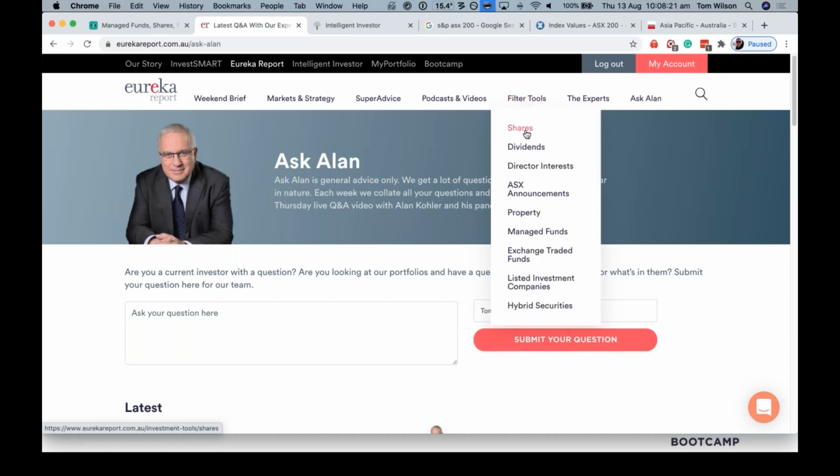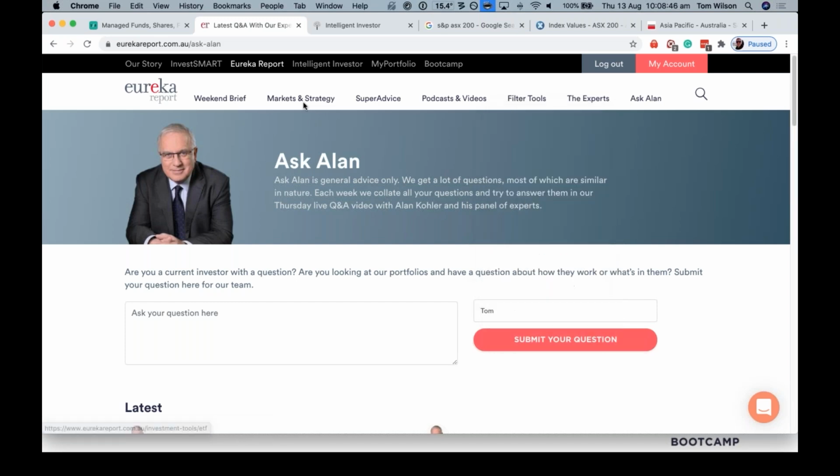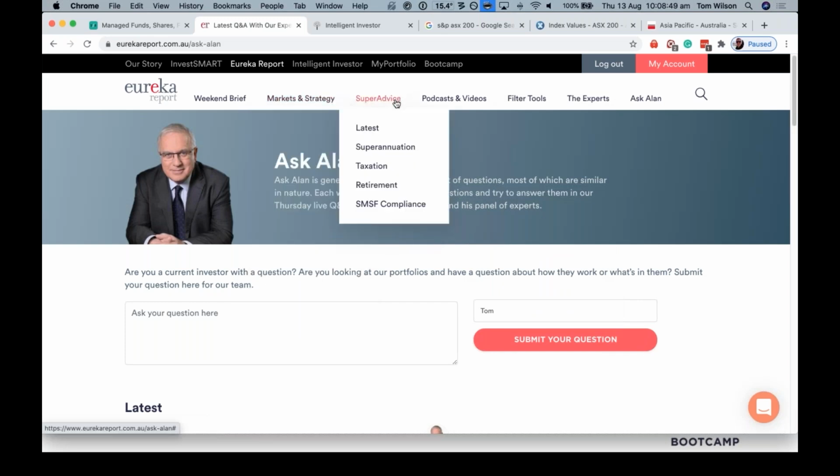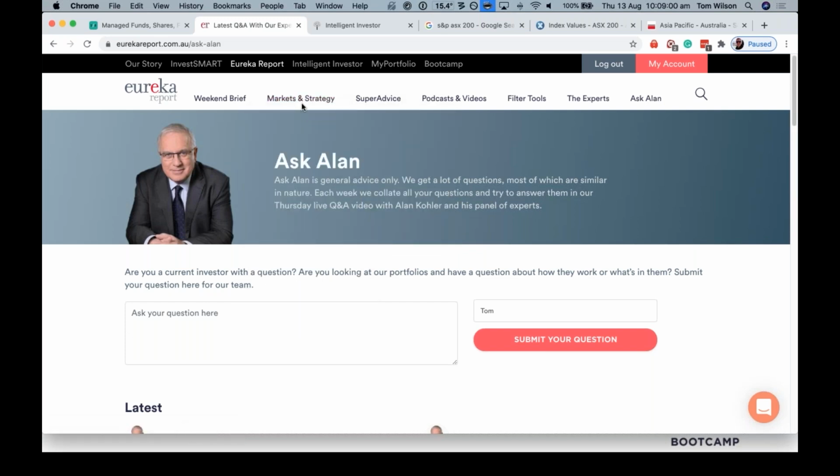There's filter tools, so you can filter through looking at different shares based on different criteria. Directors' interests is very interesting as well. Seeing what directors of companies are selling out or buying in to their own company, which they're required to advise the ASX. So that's all listed there. You've got announcements and other filter tools here as well that are very handy. There's also a section here called Super Advice, just talking about superannuation, particularly if you have a self-managed super fund, SMSF.